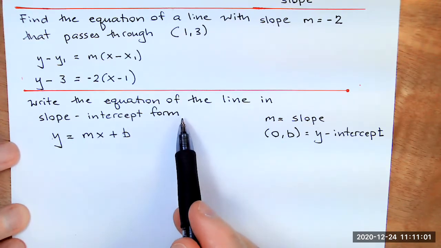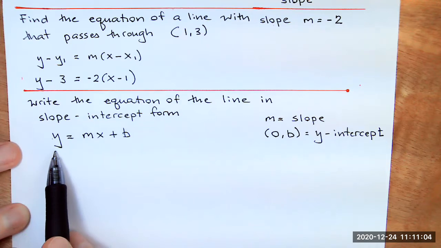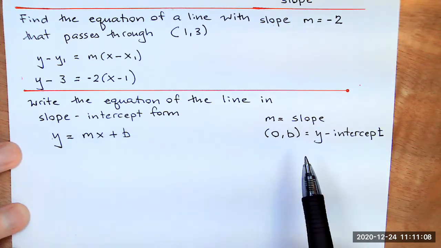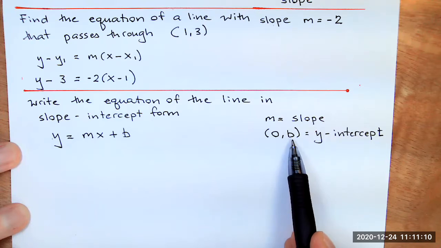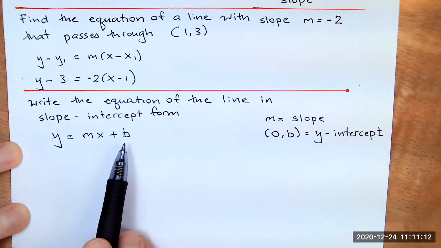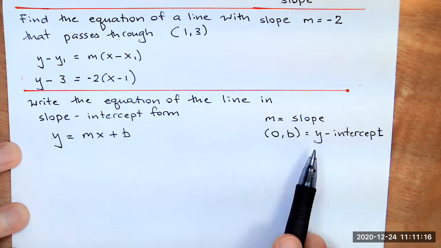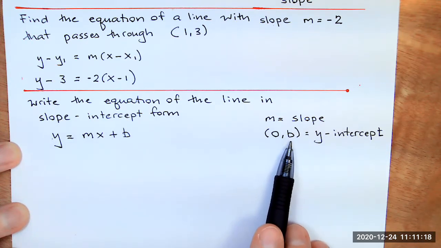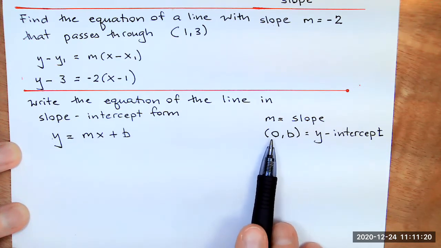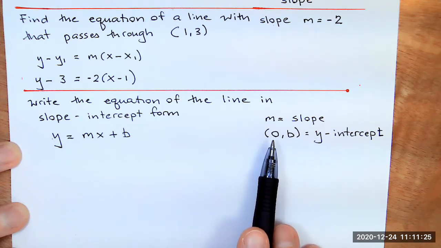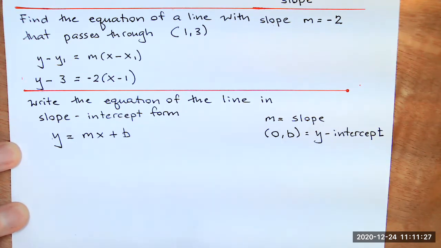Slope-intercept form is basically just when you solve for y, and m will be the slope, and the point (0, b) is the y-intercept. Don't make the mistake of calling b the y-intercept. It's just the y value of the y-intercept. Remember, this is a two-dimensional system, so every point has an ordered pair as its address.